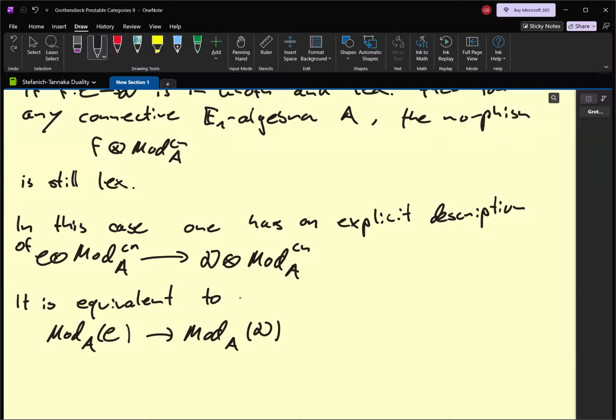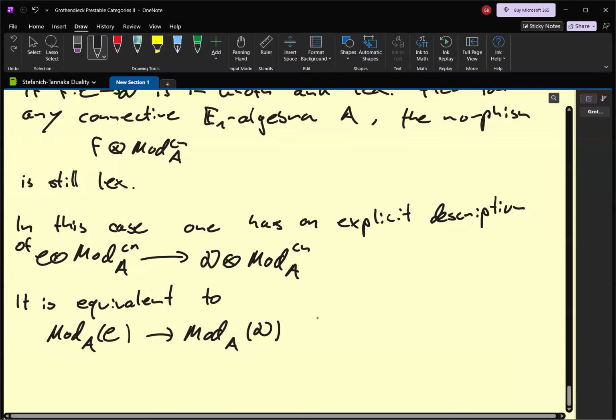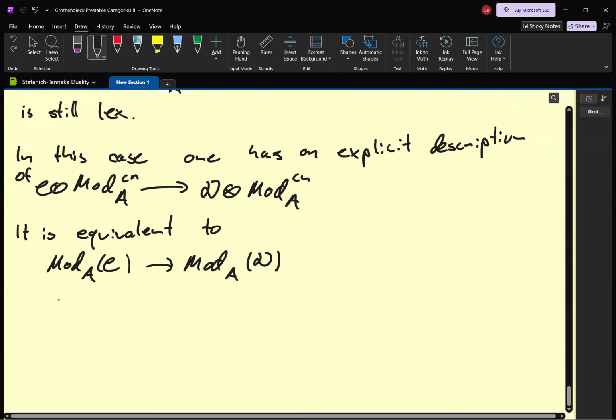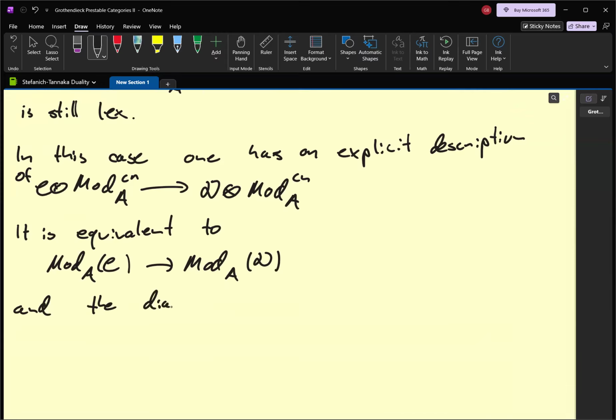This is some result in higher algebra, and it works in extremely great generality. And now what you still have is this morphism and the diagram that you might hope for.